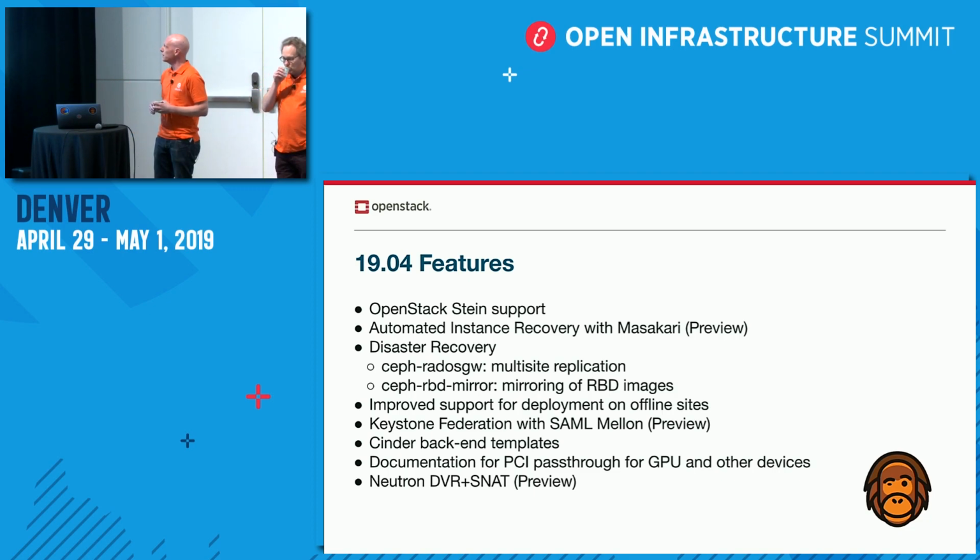Yeah, so the last cycle, we've been preparing the OpenStack Stein support for us. We tend to release the charms just after the upstream release, and each charm release that is paired with an OpenStack release contains support for the latest upstream release.